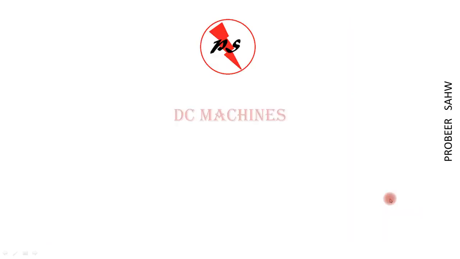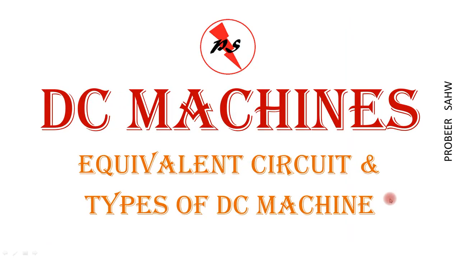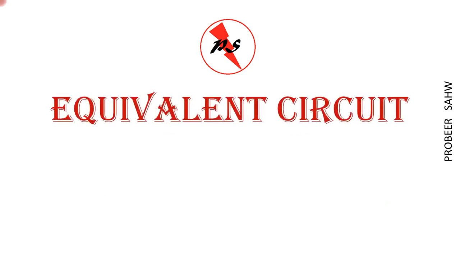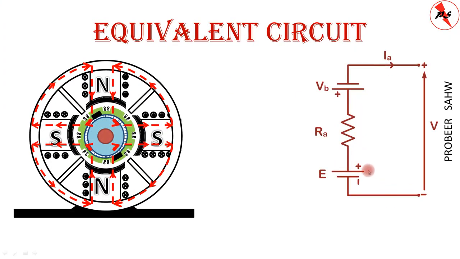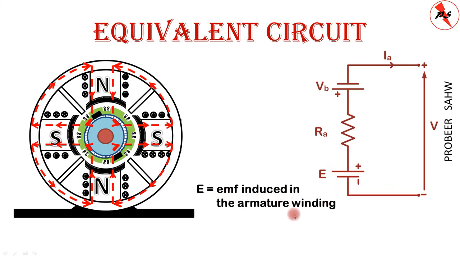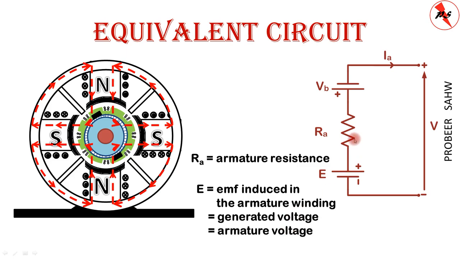In this video, we are going to discuss the equivalent circuit and types of DC machine. The equivalent circuit of a DC machine is like this. This DC source represents EMF induced in the armature winding. It is also called the generated voltage or the armature voltage. This represents the armature resistance, that is, the resistance of armature winding.